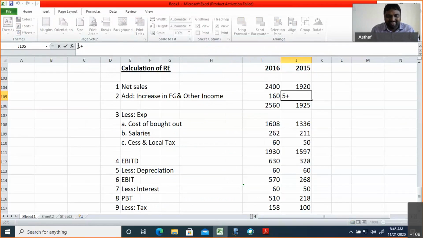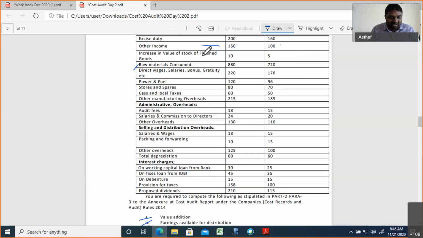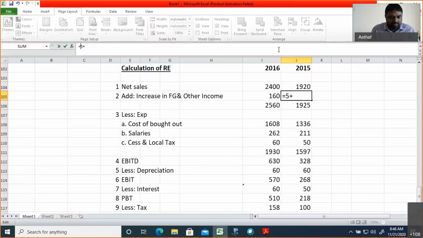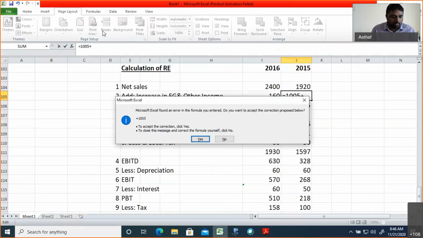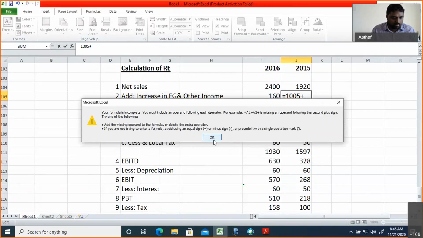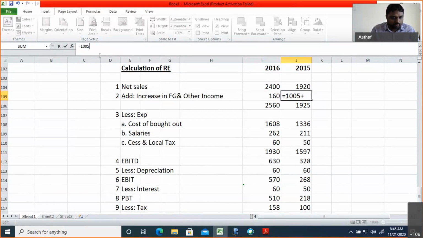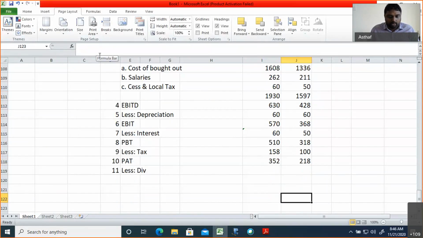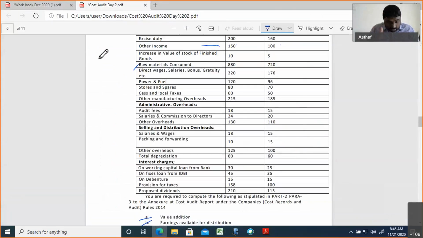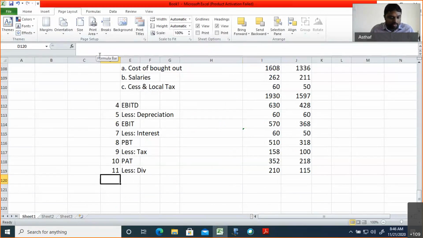Answer over. What is the other income? 100. So 105 will come. 100 plus 5. So my dear friends, your PAT will be here. What is the dividend amount? 210 and 115. So what is your retained earnings?